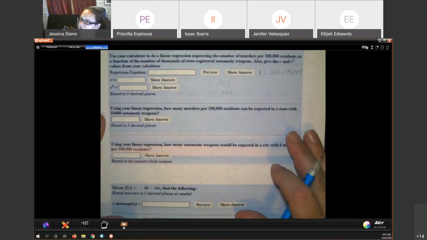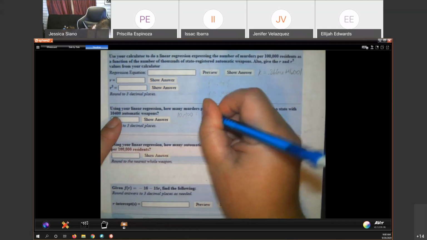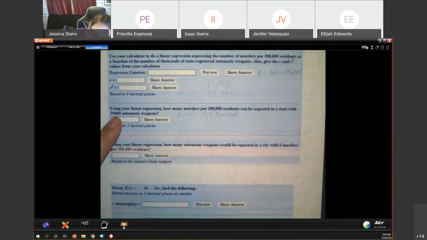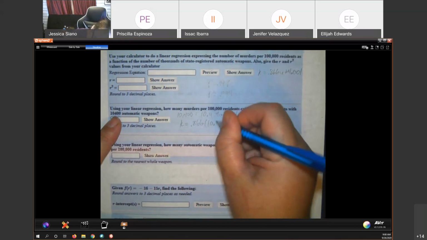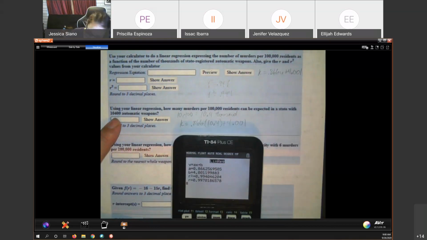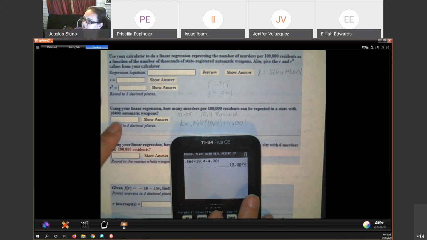All right. Using your linear regression, how many murders can be expected in a state with 10,400? So 10,400 would be 10.4 thousand. So then I would have k equals 0.866 times 10.4 plus 4.001. That's 13.007.